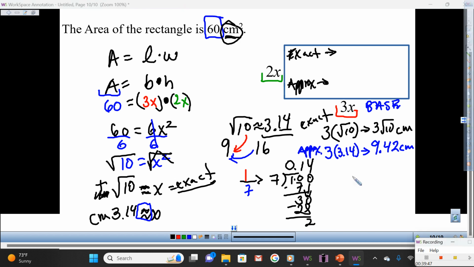All right, Kimberly, what'd you get for the exact? 2 times what? Square root of 10 centimeters. That is correct. That is exact. That's the height. Therefore, what is the approximate? Pass someone, Kimberly, approximate.